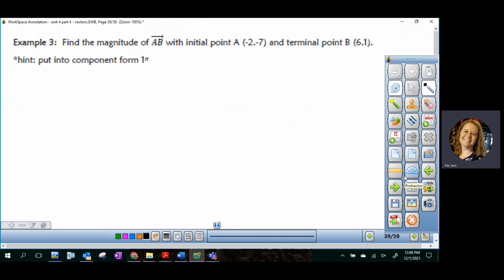All right, so let's try this one. New problem, what we were just going over. Y'all give it a shot. I'm going to freeze the screen. If you're watching this on video, you can pause and try it and then come back to check your answer. Okay, so you're given the initial and terminal point. You want to find the magnitude. My hint is to put it in component form first.